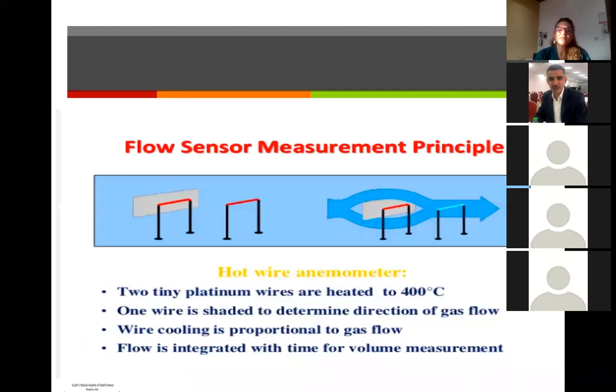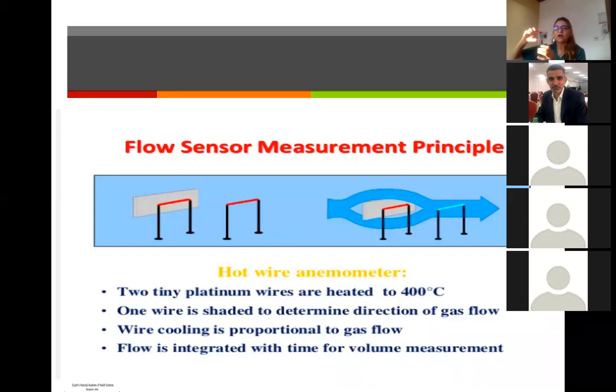Now, what is the principle of the flow sensor? So actually it tells that the temperature which is lost depends on the flow of the gas. That's the basic principle. So what we have is 2 tiny platinum wires, and these are heated to 400 degrees centigrade. Now one wire is shaded to determine the direction of the gas. So from here, the gas is flowing. Now the wire cooling will be proportional to the gas flow.